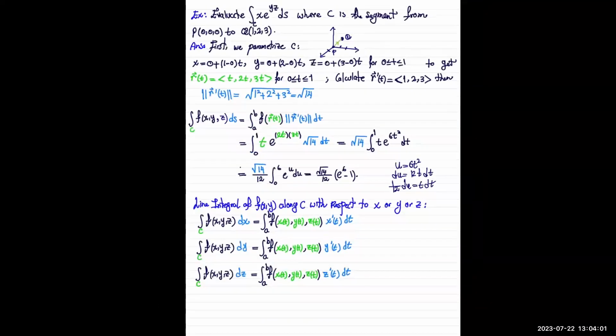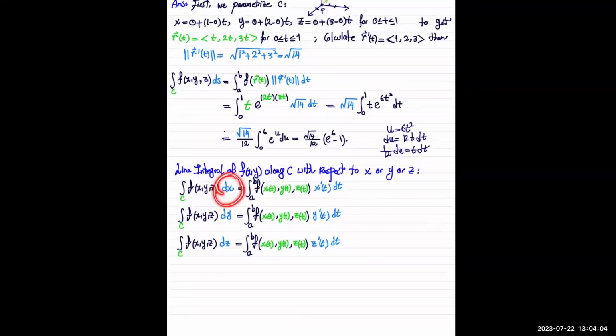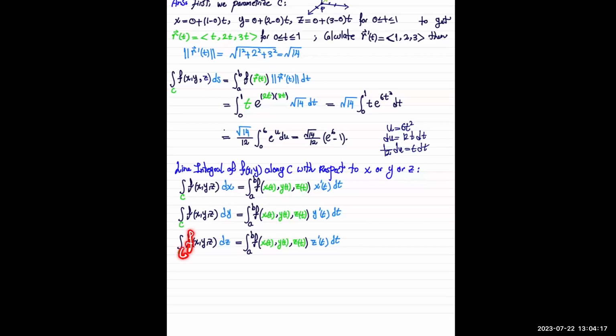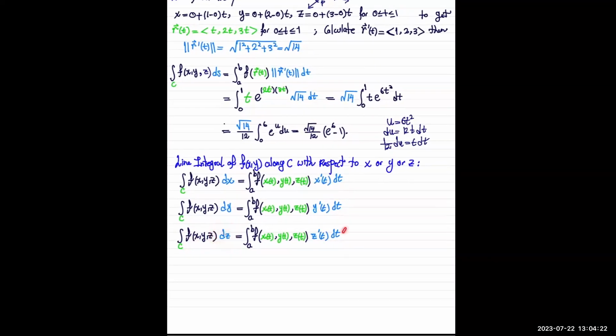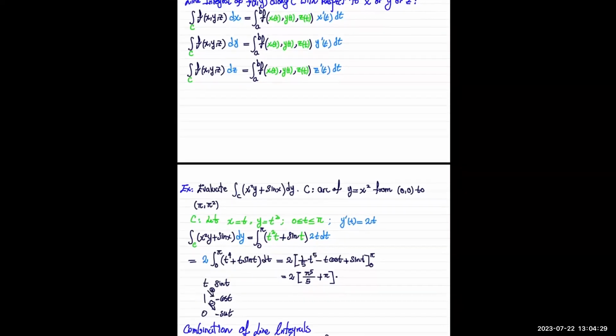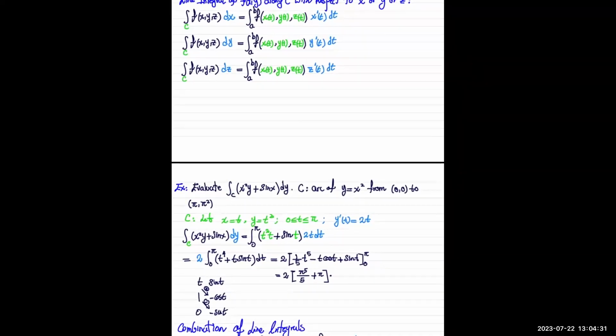But dx is just x prime of t dt. If the line integral is done with respect to y, then here you have y prime dt. Likewise, you could have a line integral of f along c with respect to z, dz. That becomes z prime dt. Okay, so let's look at this new line integral.